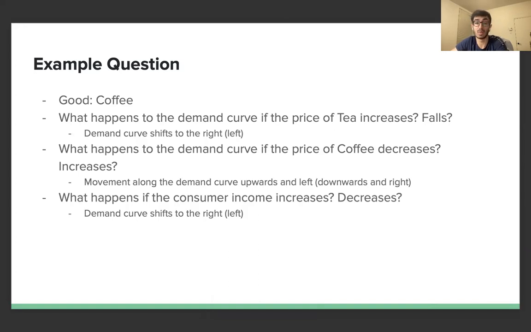In the second case, when the price of the coffee itself decreases, we just move along the demand curve upwards and left. I think that's an error on my part. It should have been the other way around.